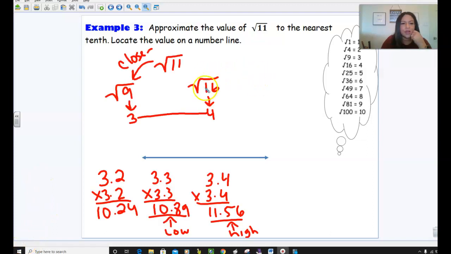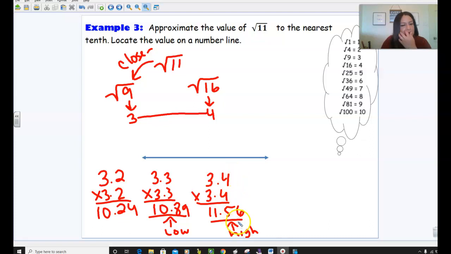Okay, so I tried this one right here for the square root of 11, and I noticed that it's closer to the square root of 9 than it is to the square root of 16, but it's got to be somewhere between 3 and 4. So I multiplied 3.2 times 3.2, which got me this. I'm too low. 3.3 times 3.3 is 10.89, that's still too low. 3.4 times 3.4 is 11.56, that's too high.